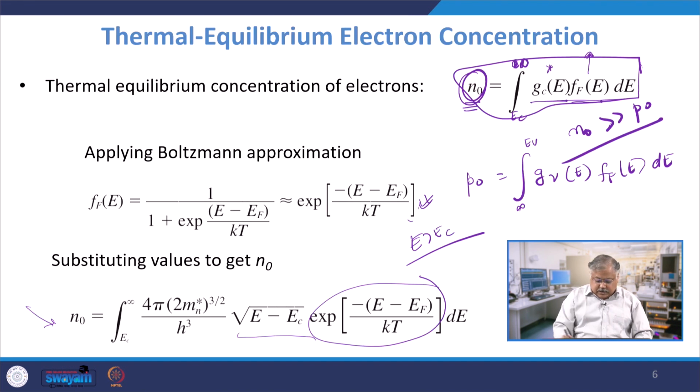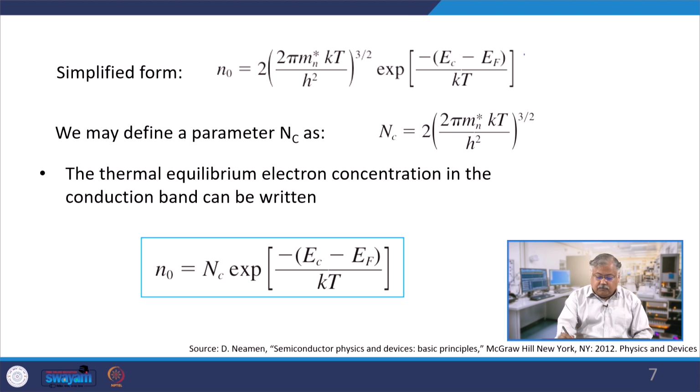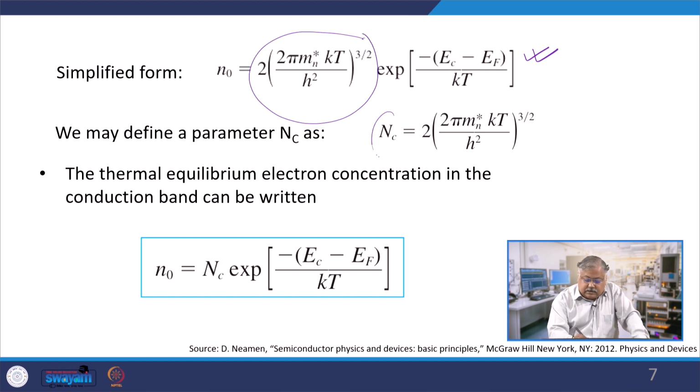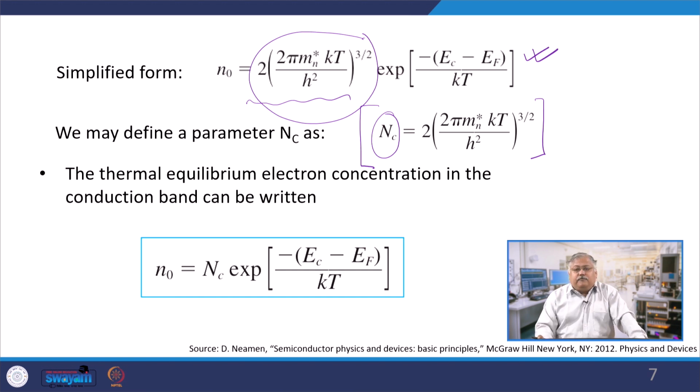Now this expression can be simplified into the form of this expression, where N0 is given as 2 times (2 pi mn star KT by h square) to the power 3 by 2, times the exponential of EC minus EF, because E will get cancelled out. Now this quantity is referred to as NC. NC is given by this value. NC is the effective number of states available, and for a fixed temperature, the value of NC is also constant. So the final expression for the thermal concentration of electrons N0 can be written as NC times exponential minus (EC minus EF) by KT, and so on and so forth.